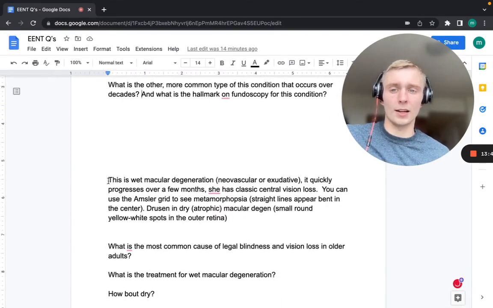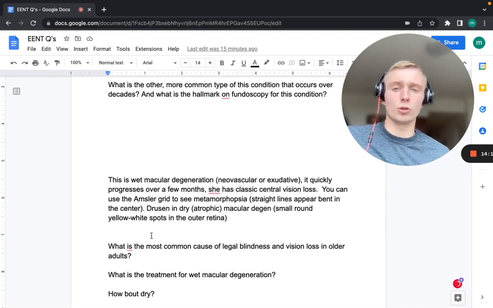So this is wet macular degeneration, neovascular or exudative macular degeneration. It progresses quickly over a few months as opposed to the decades of dry macular degeneration with those drusen spots. So she has those classic findings of central vision loss. You can use that Amsler grid. So that grid that they can use is called the Amsler grid. And you can see metamorphopsia, that straight lines are appearing bent in the center of the vision.